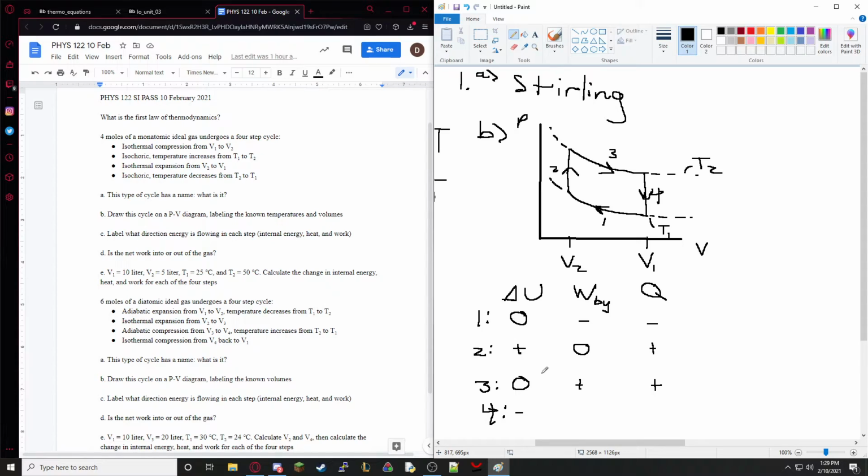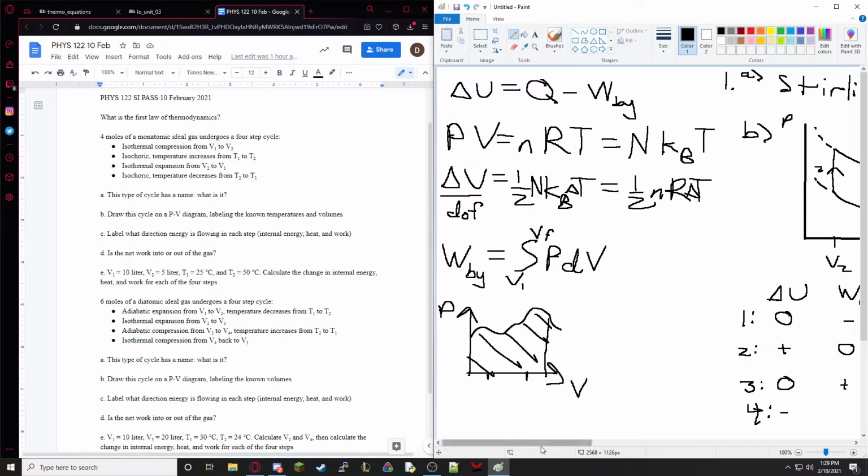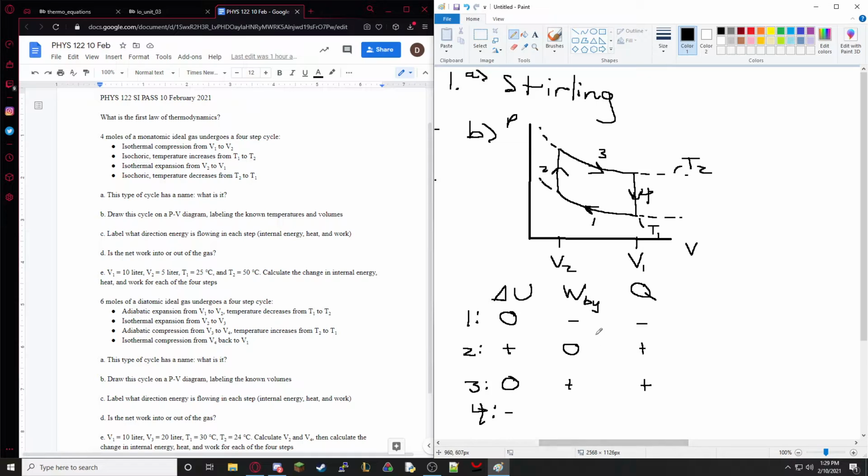Pretend we don't know that number 2 is positive. You're right, one has to be positive and one has to be negative. So why is number 2 positive and number 4 negative? Decreasing. What is decreasing? The pressure. The pressure is decreasing, and what else is decreasing? Temperature. Exactly. The temperature is decreasing for step 4, which means the internal energy has to go down, as delta U is 1/2 NK delta T.